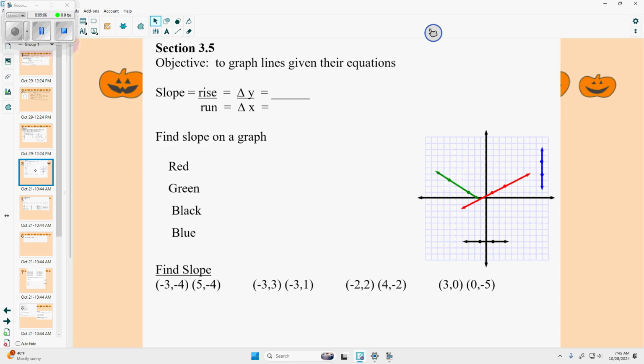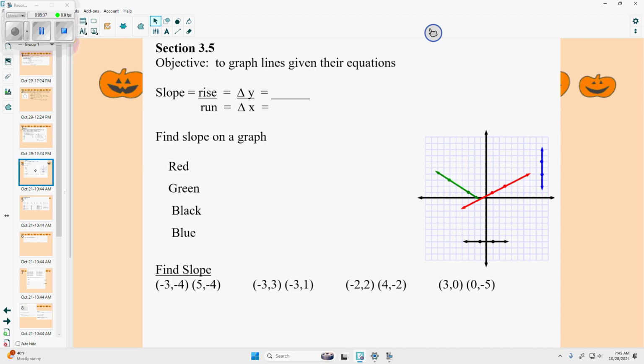Slope is rise over run. How do I figure out the rise of something? What does that mean? If I'm counting rise over run, what is that telling me? Rise is how tall it is, how far up it goes. Okay. Run is how steep it is, so more a horizontal measure.